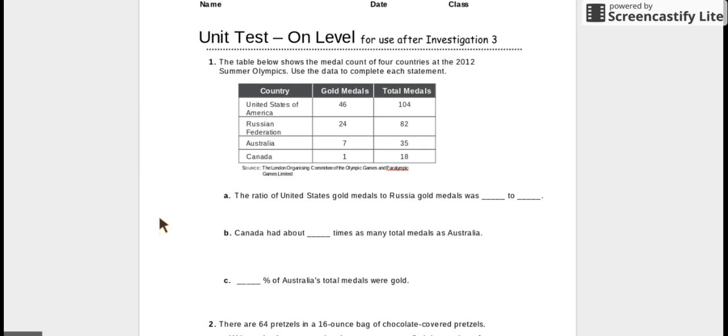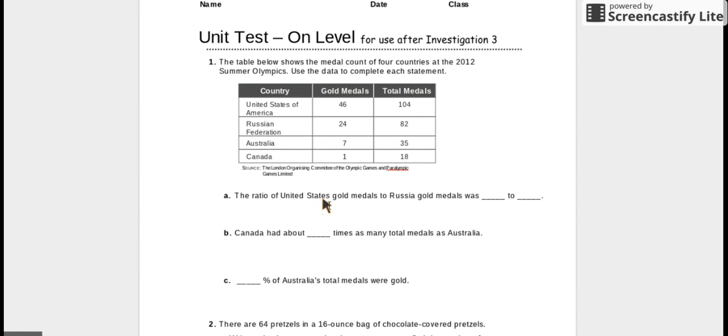This is test corrections for the on-level test. The first question: the table below shows the medal count of 4 countries at the 2012 Summer Olympics. Use the data to complete each statement. So here we have each country, here we have the gold medals they earned and the total medals they earned.